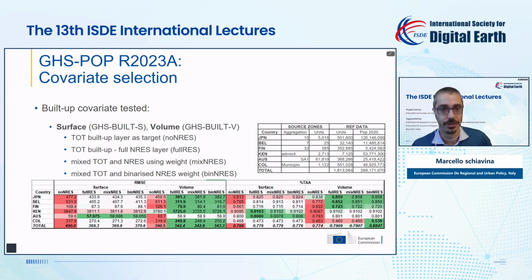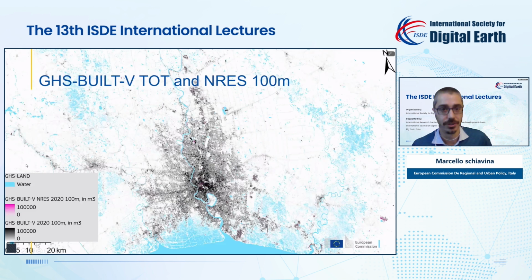These mixed approaches were tested to mitigate the presence of mixed-function buildings. The results we obtained were strongly in favor of our GHSL built-up volume, purely residential. So the GHS-BUILT-V total minus the non-residential component was selected as the target layer for the production of the GHS-POP. So let's have a look.